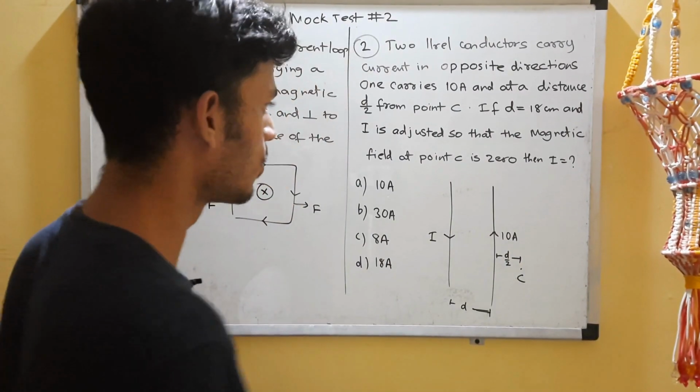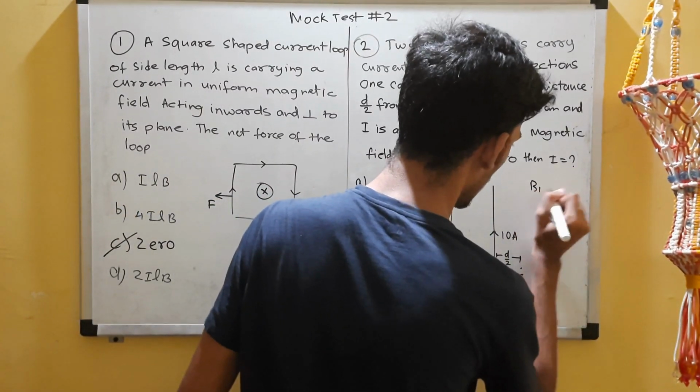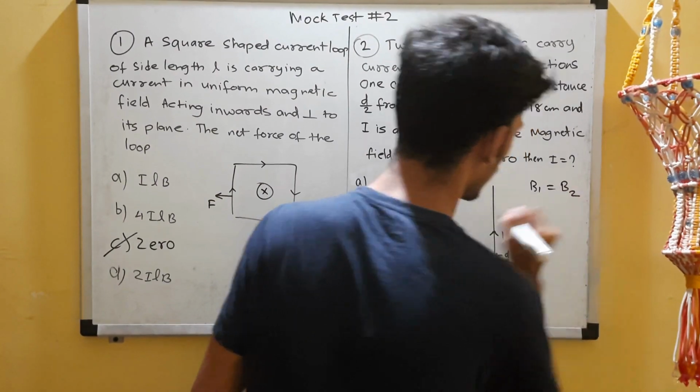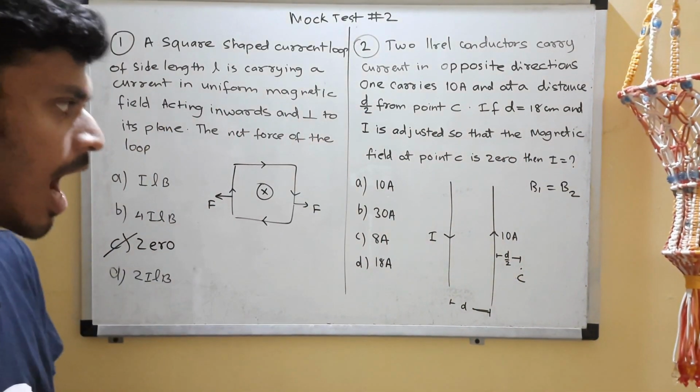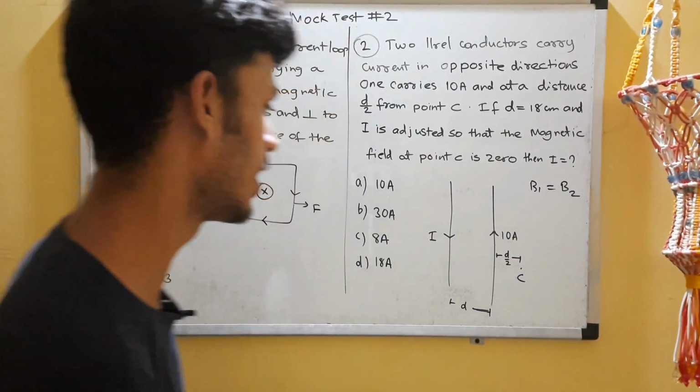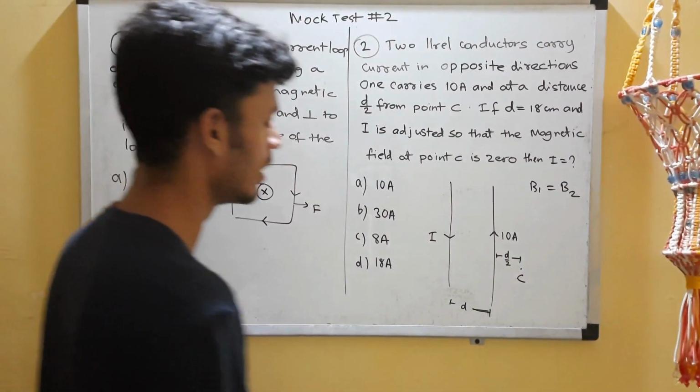So that is the concept over here. We are supposed to equate these two fields. Of course they are opposite in direction and equal in magnitude. That's why they cancel and the net field is 0.